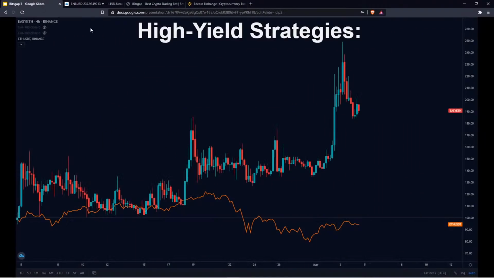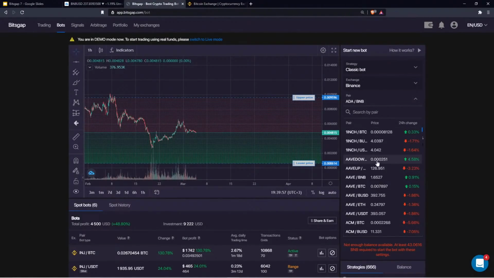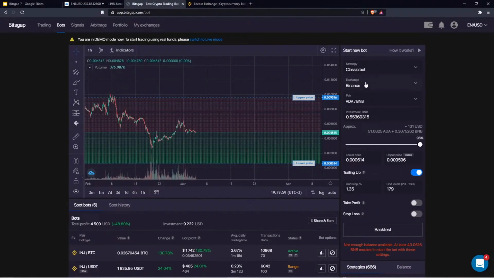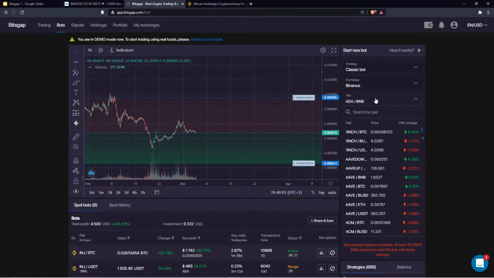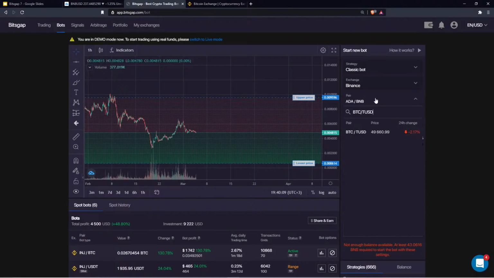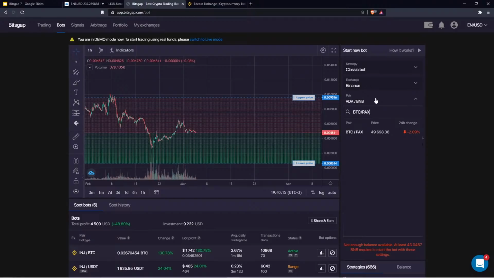The conservative strategy is basically trading to stable coins. Okay, so we have many cryptocurrencies on each of the exchanges that are trading to stable coins like USDT, TUSD, like Bitcoin, TUSD, which is another stable coin. There is also BUSD. Okay, I think there is a PAX as well.